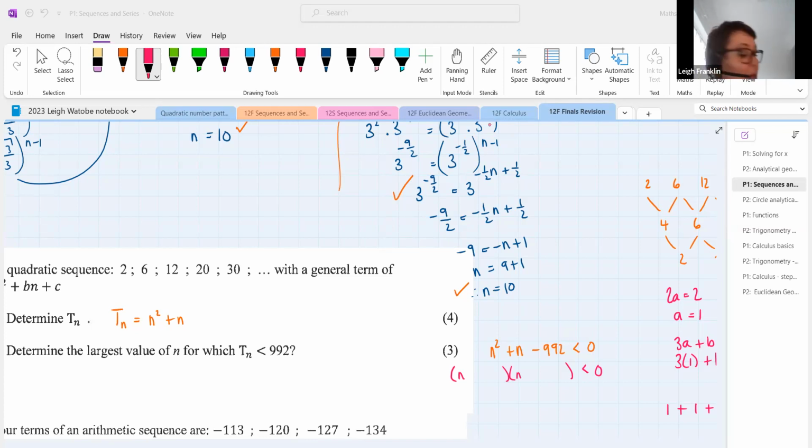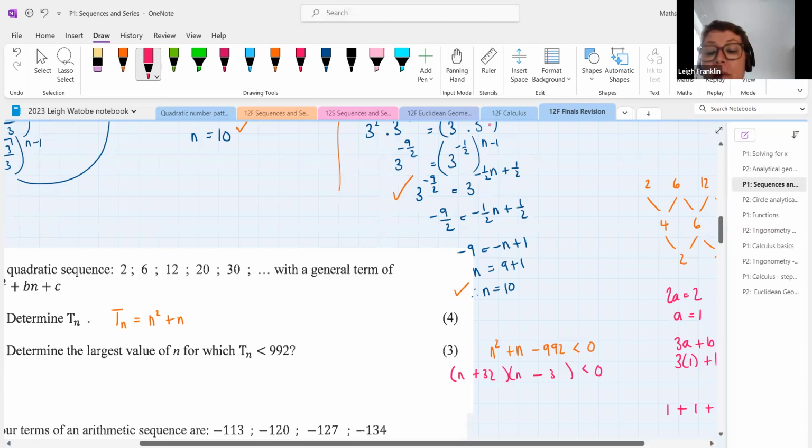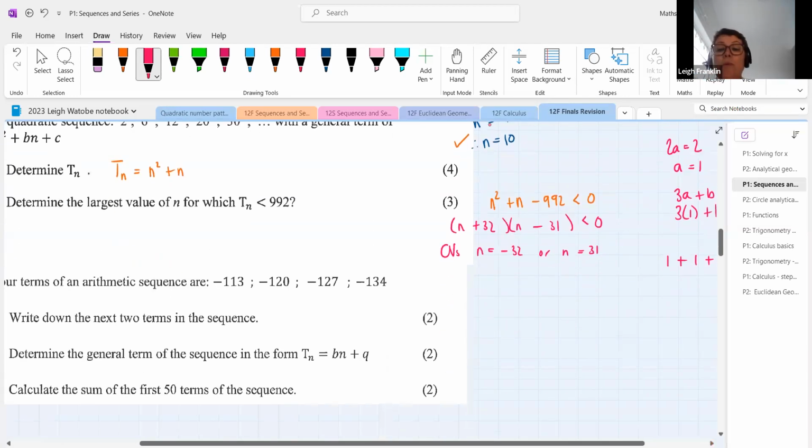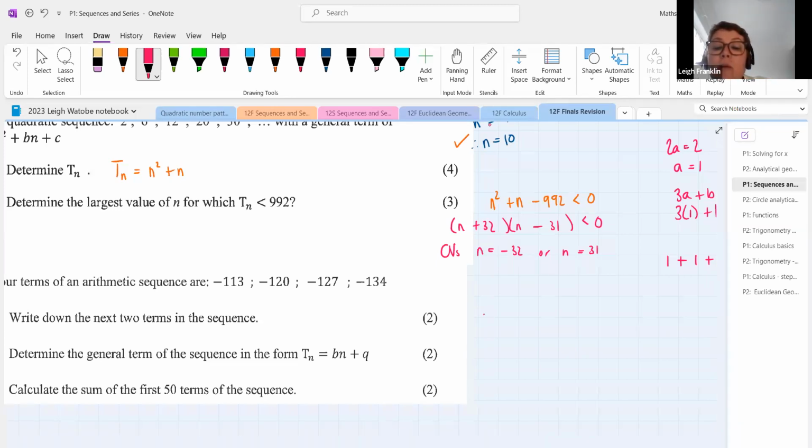It would have to be plus 32 inside here, and then minus 31 there. So your critical values are where n is equal to negative 32 or where n is equal to 31. And now we would come along and draw what our pattern looks like, our parabola. There's our x-axis, and there is our quadratic. Our smaller number is on the left, our larger number is on the right.